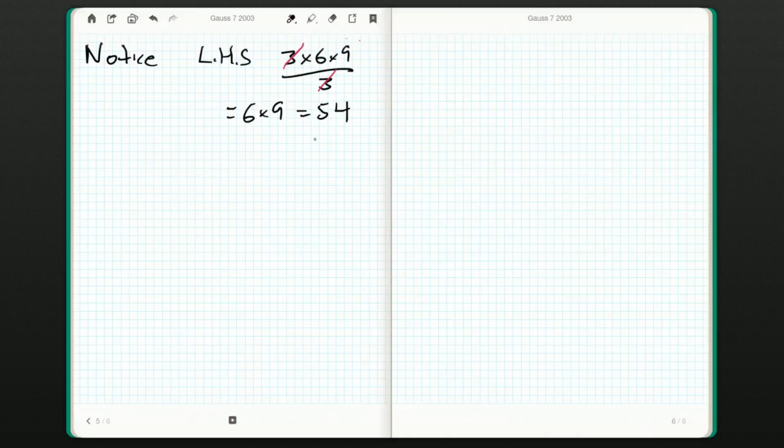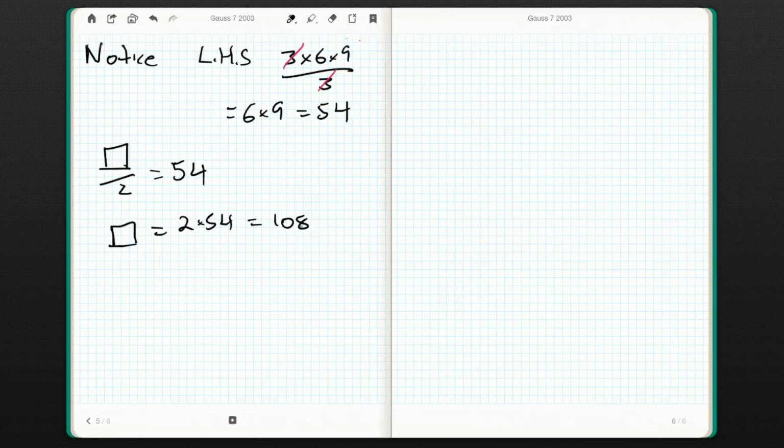Okay? So what we want is a number, or an expression to be placed into that box, so that box over 2 is 54. Okay? Or, one other thing we could do is we could rearrange this and multiply both sides by 2 and say box is going to be 2 times 54, which is equal to 108. Either one of these will work.